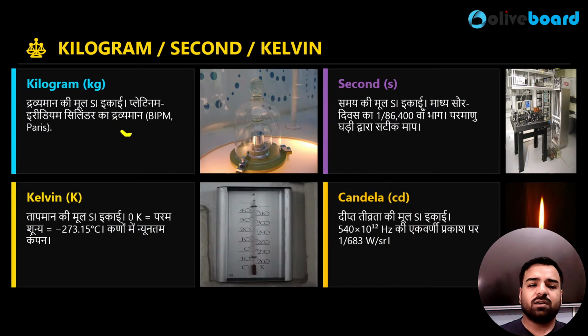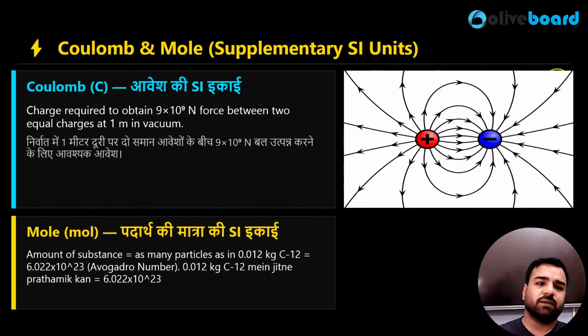Then kilogram, we are comparing it with a mass which is kept in Paris. That's a platinum iridium cylinder whose mass is 1 kilogram, and all those bars of 1 kilogram you might have seen have actually taken their reference from this structure only. Second is calculated from the atomic clock. Kelvin is the SI unit of temperature, and candela is the SI unit of luminous intensity. Okay, coulomb is the unit of charge.